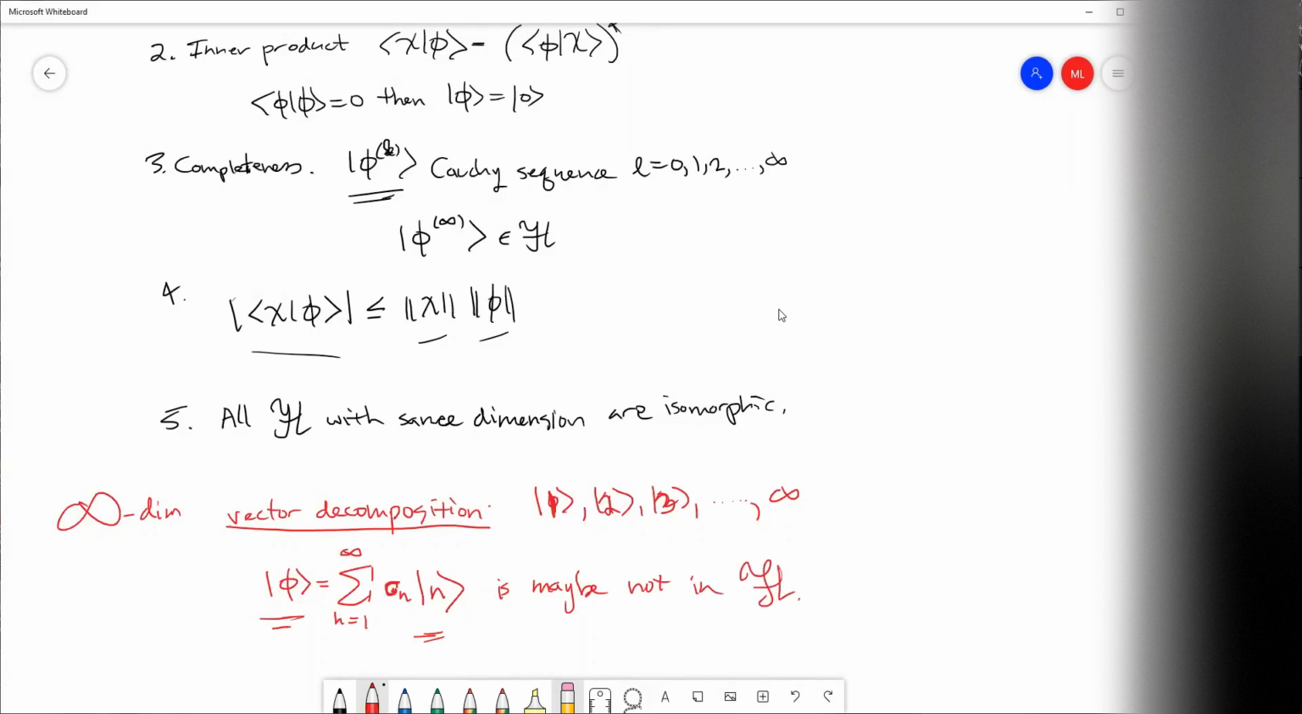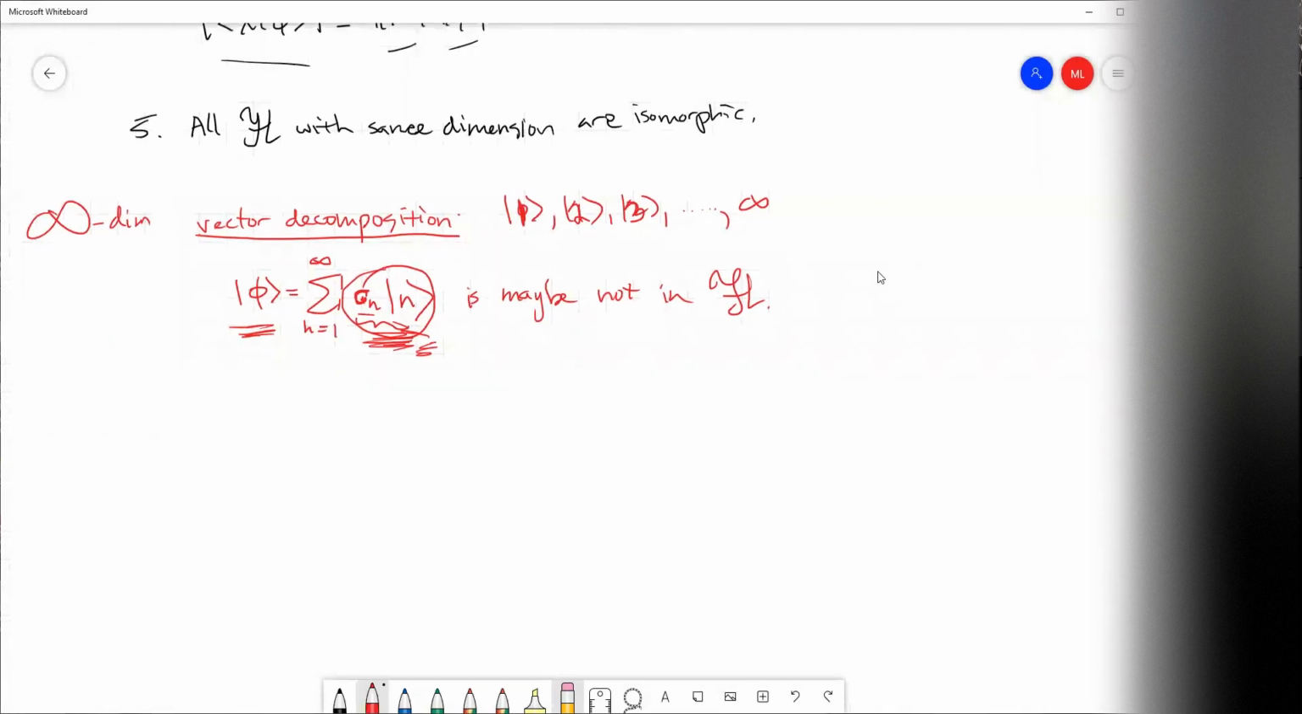It could be that the infinite sum here doesn't converge to an element in your Hilbert space. It does if somehow the coefficient times the vector, these little vectors that we're adding together, form some Cauchy sequence, but they don't necessarily do that. And an arbitrary decomposition might not be in the Hilbert space. So you might add up all these basis vectors and get something infinite that blows up.